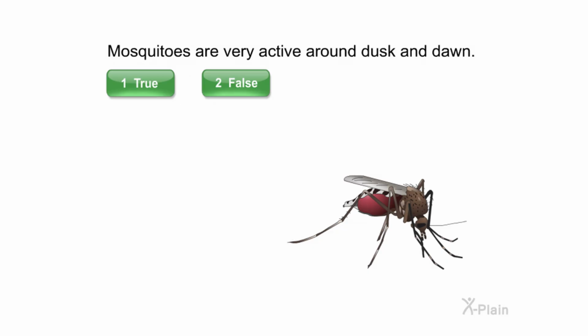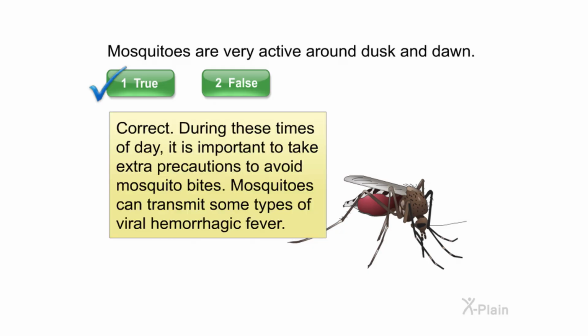Mosquitoes are very active around dusk and dawn. Select true or false. Correct. During these times of day, it is important to take extra precautions to avoid mosquito bites. Mosquitoes can transmit some types of viral hemorrhagic fever.